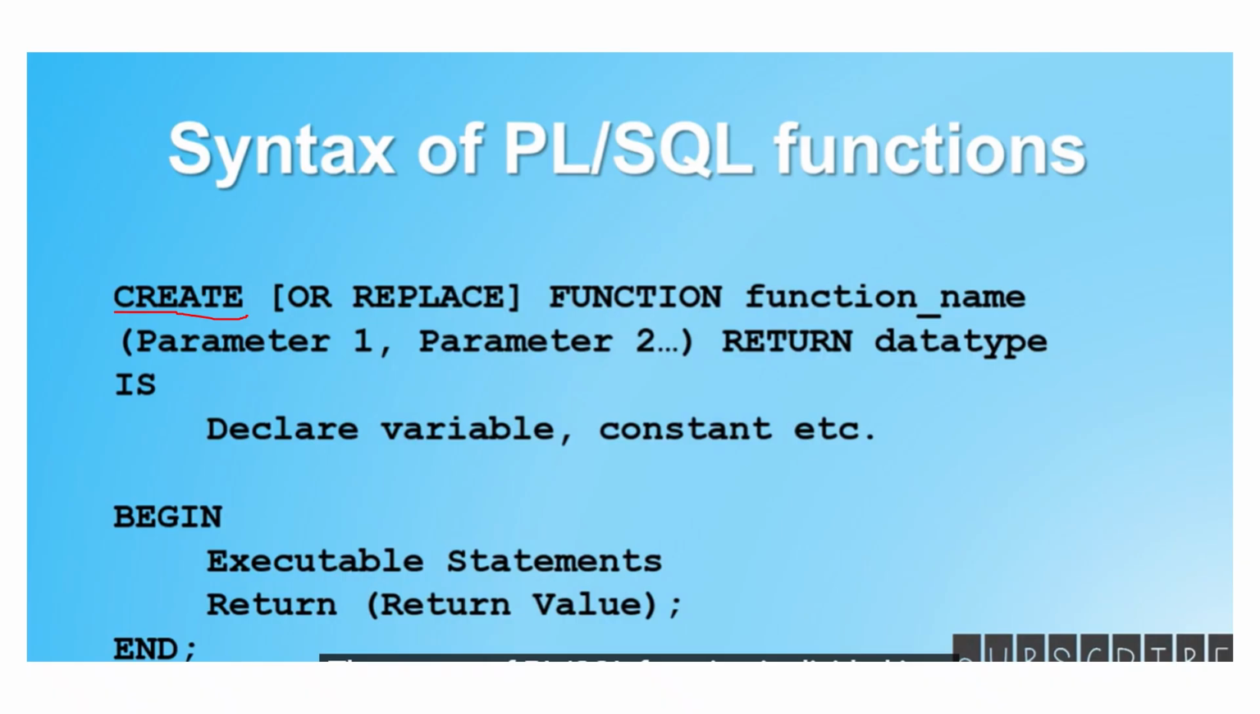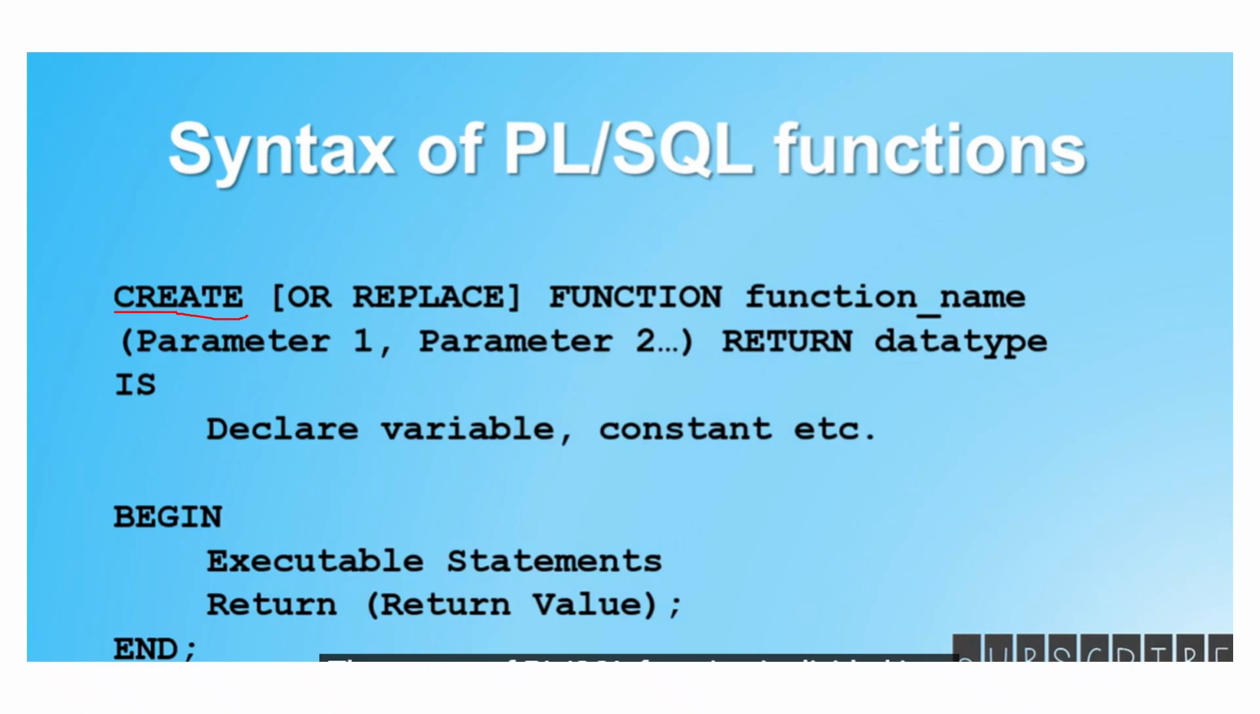After that, FUNCTION is a keyword in the syntax, followed by the function name. Like in C, here also we follow the naming rules to give the function name, and we give the list of parameters in parentheses. Within the parentheses, we can give any number of parameters. After that, RETURN is a keyword. If you are returning integer type data, we give RETURN and NUMBER.